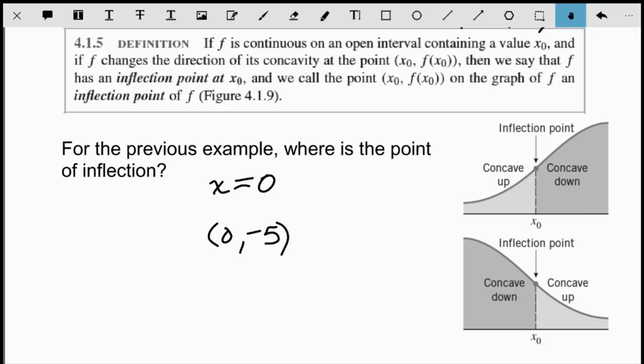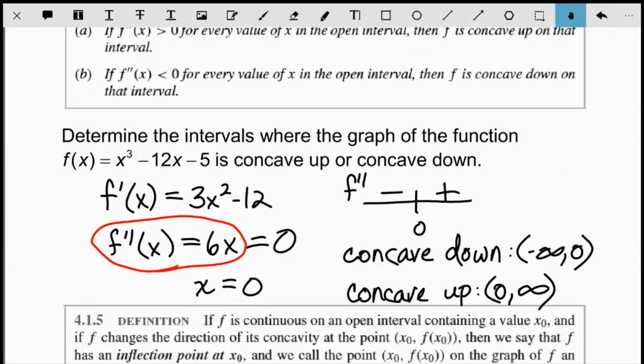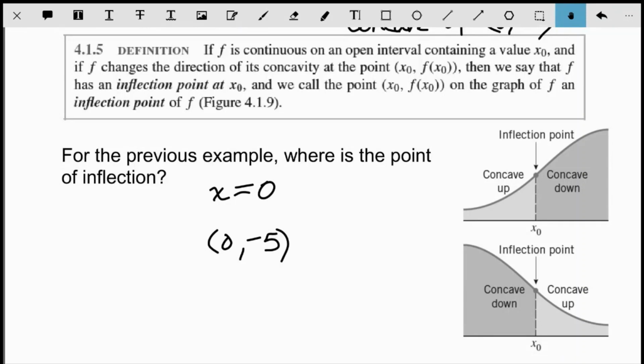So where's the point of inflection? It's at the point (0, -5) on our graph. And you can graph this cubic function on your calculator if you want, and you can verify those solutions that we found.